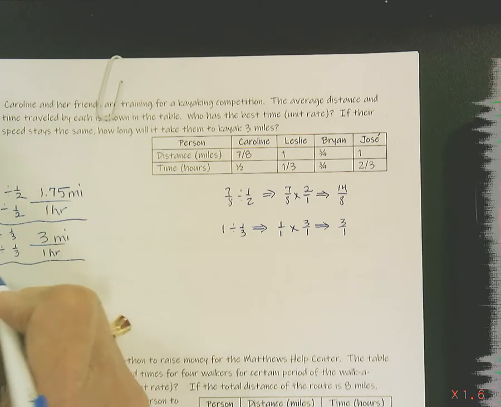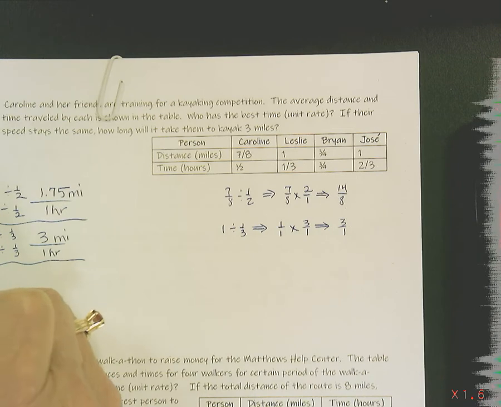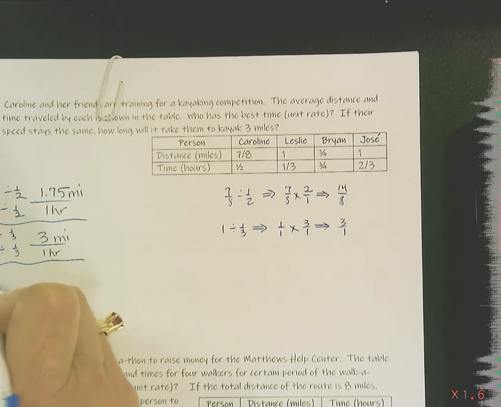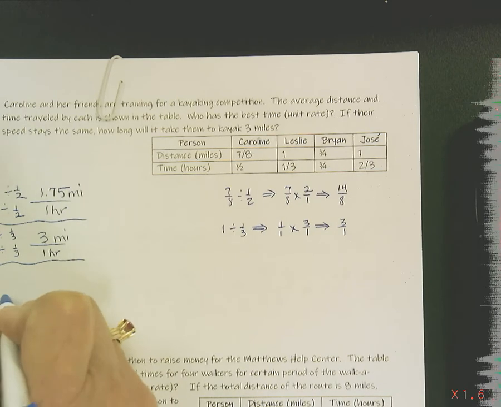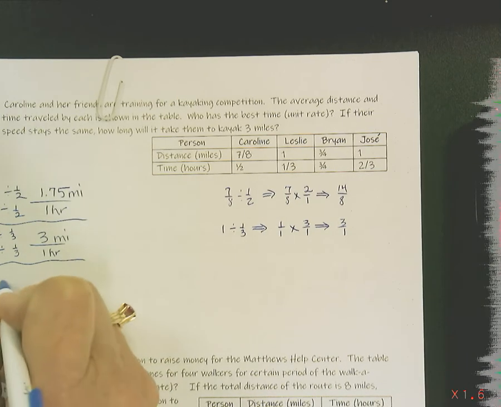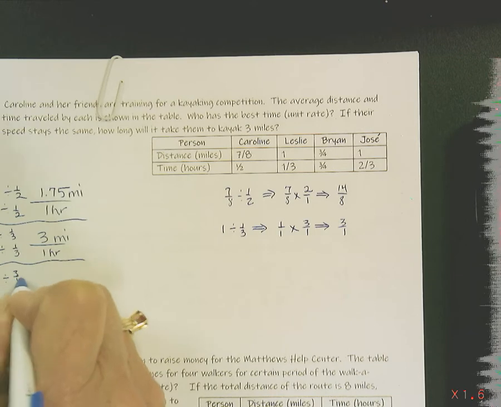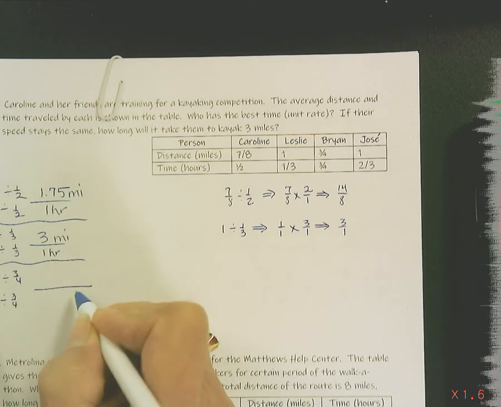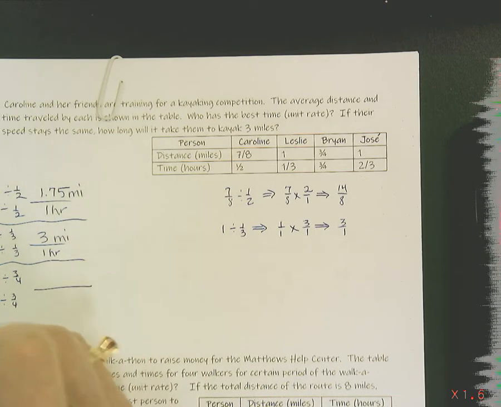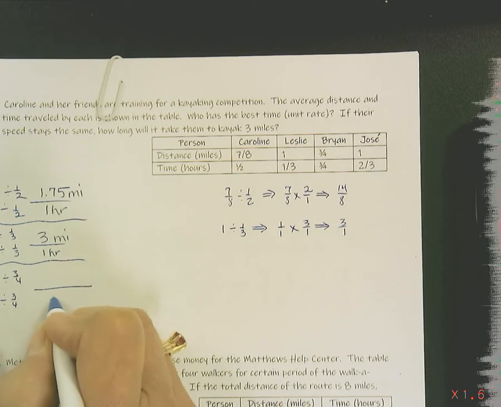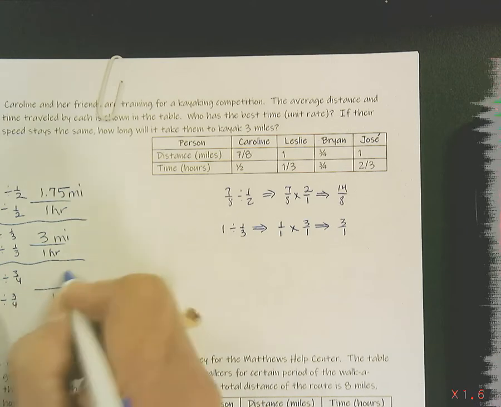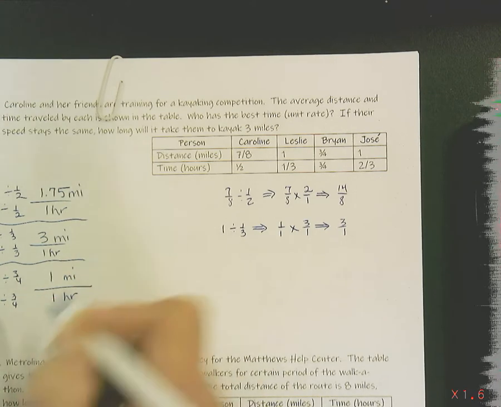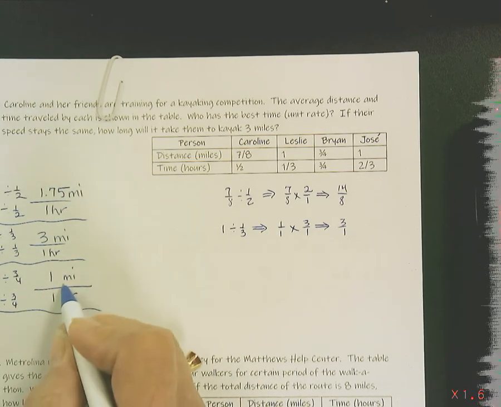Let's see about Brian. Brian can go 3/4 miles in 3/4 of an hour. Divide by the bottom number. Okay, guys, this one should be kind of easy. Think about it. What's any number divided by itself? 1. And look what we have on the top. So 1 mile in 1 hour.